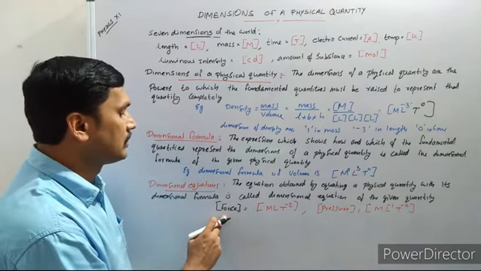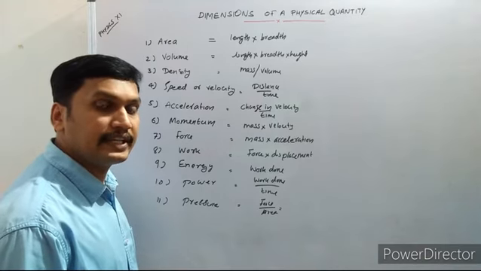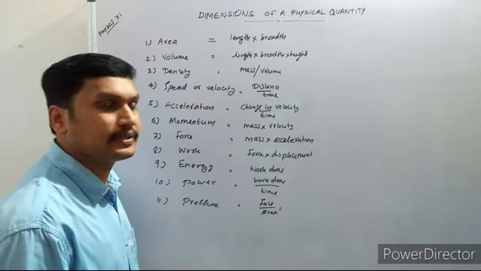Or the dimensional equation of pressure: pressure is equal to M L raised to minus 1 T raised to minus 2. That is the dimensional equation of pressure. Now let us find the dimensional formula of various derived physical quantities.